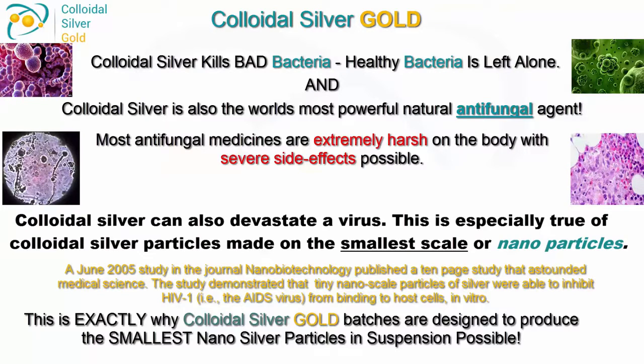Colloidal silver can also devastate virus. This is especially true of colloidal silver particles made on the smallest scale, or nanoparticles. A June 2005 study in the journal Nanobiotechnology published a 10-page study that astounded medical science. The study demonstrated that tiny, nanoscale particles of silver were able to inhibit HIV-1, or the AIDS virus, from binding to host cells in vitro. This is exactly why colloidal silver gold batches are designed to produce the smallest nanosilver particles in suspension possible.